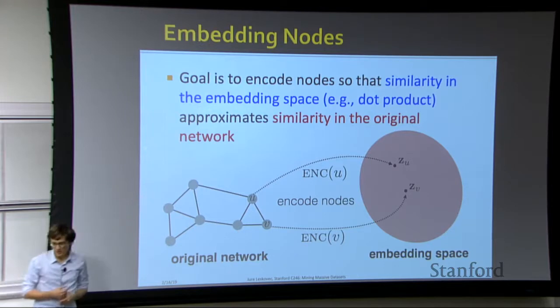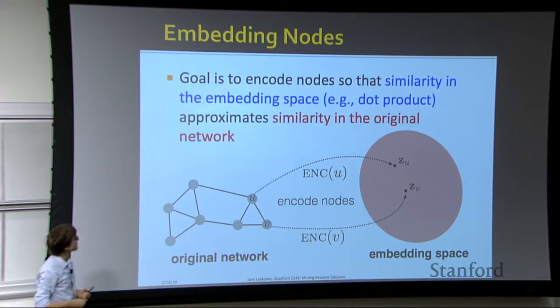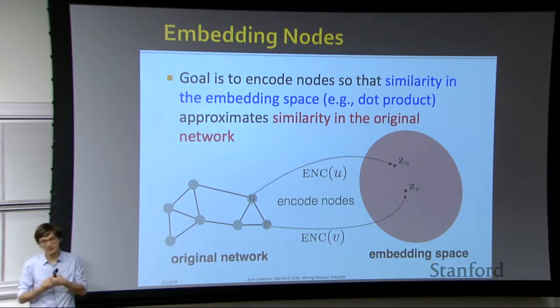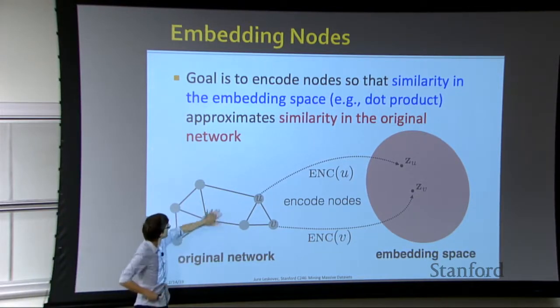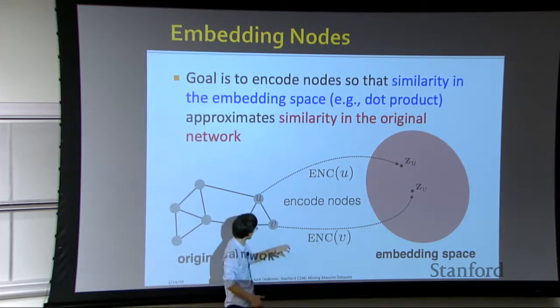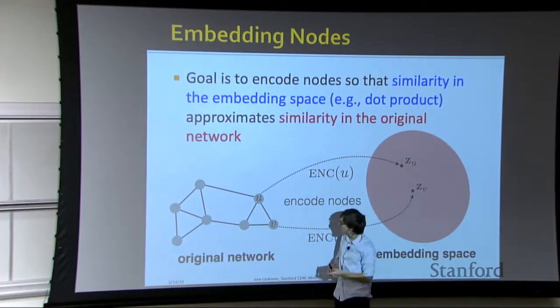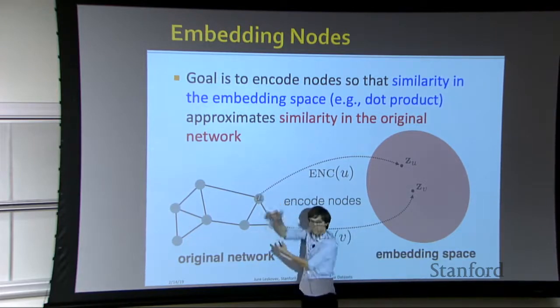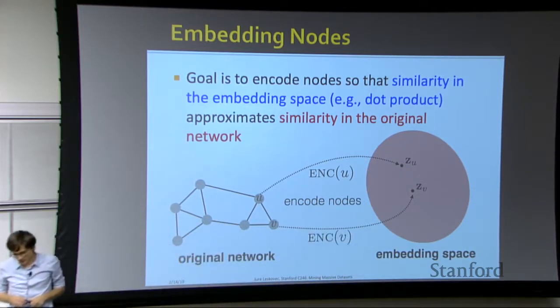So here is our goal. Our goal will be to encode nodes into some low-dimensional space, so basically map them into some low-dimensional space such that the positions, the similarities, the distances in this low-dimensional space will correspond to the similarities in the original space. So the idea is I'm given this original network, undirected, just nodes, and I want to learn this function, we'll call it the encoder function, that takes the node and maps it into some vector z in this embedding space. And the idea is that nodes that are similar in this network map close together in this embedding space. That's what we would like to achieve.